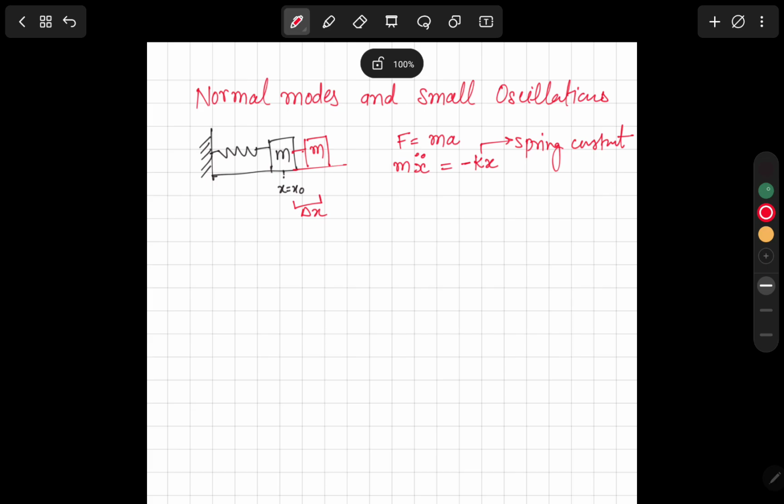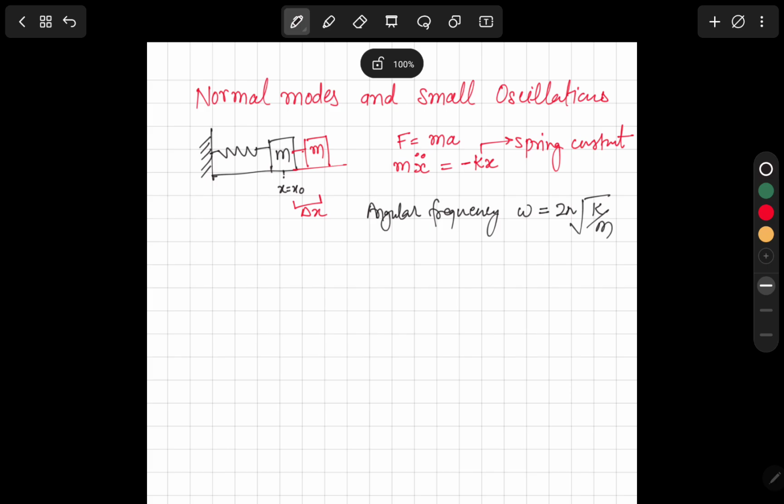So under such equations we can also define some term known as angular frequency omega, and it is given by 2 pi times square root of k by m.